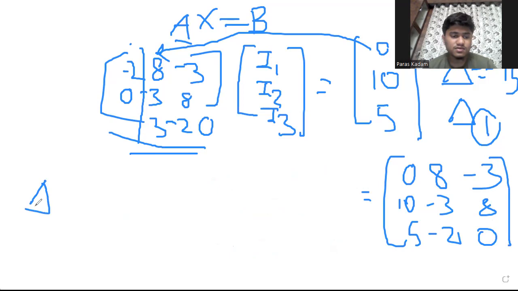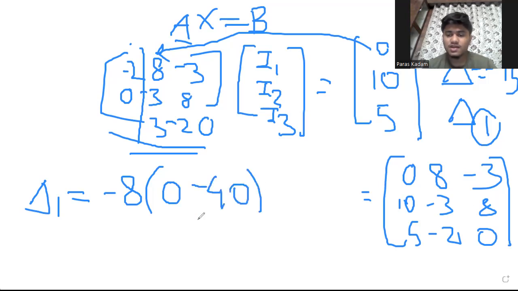So delta 1 will be equal to, so 0 into anything is 0. So we will move on to the second column. It is minus 8 into 10 into 0 is 0. 0 minus 40. So it will come 0 minus 40 and minus 3 into, here it is 10 into minus 2 is minus 20, and here minus minus plus it will become 15, plus 15.